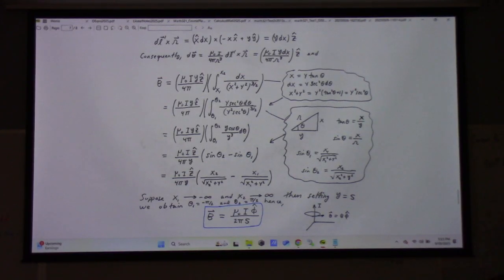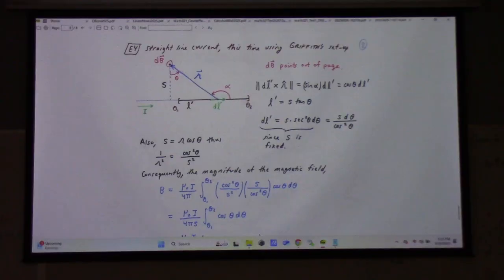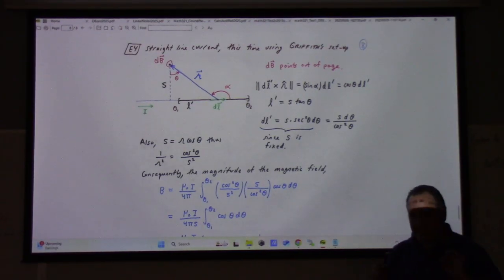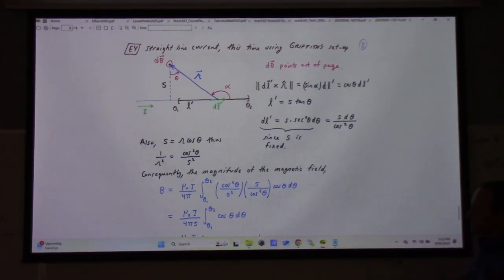So this is standard stuff, but I mean, it's okay. But Griffiths' way of setting it up is actually really important to know about because it gives you a formula which is useful for a wide variety of slightly twisted problems. It's important to know about this.